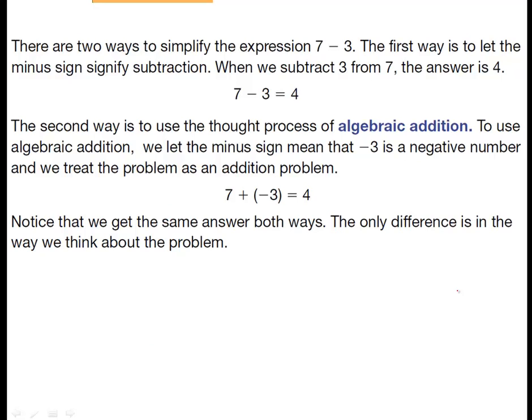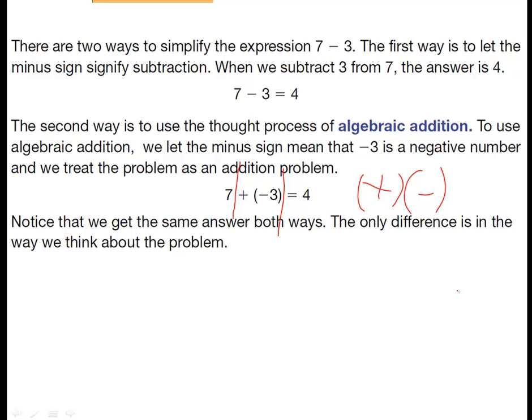If we have 7 minus 3, we all know that's 4, because we can just subtract 3 from 7 and get the answer of 4. Well, when we use algebraic addition, we look at the minus 3 as being -3, so we've got 7 plus a -3. We know that when we multiply a positive sign with a negative sign, we get a negative answer. So really, you end up with 7 minus 3, which is 4.